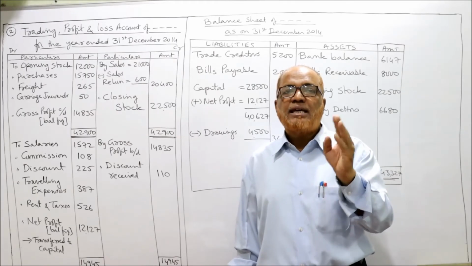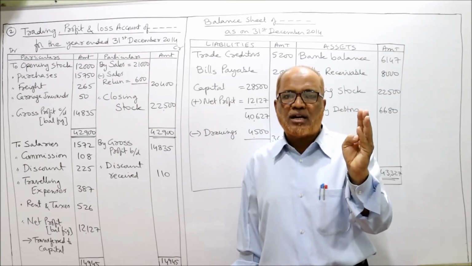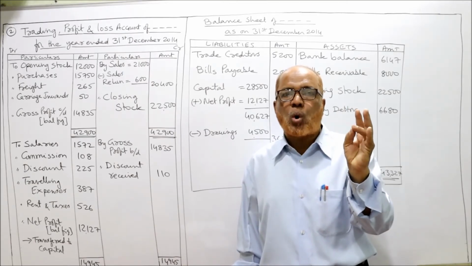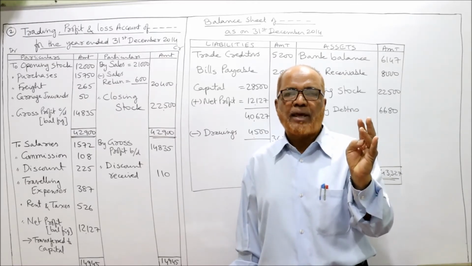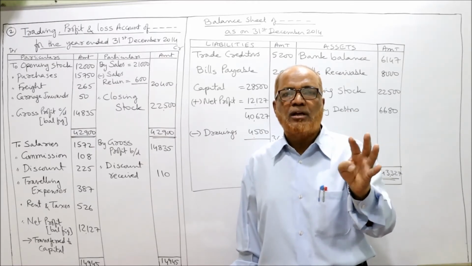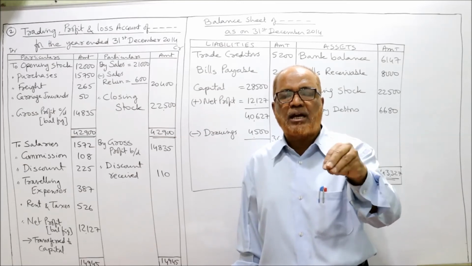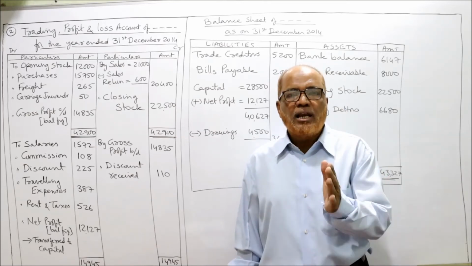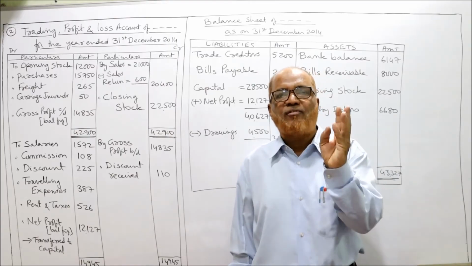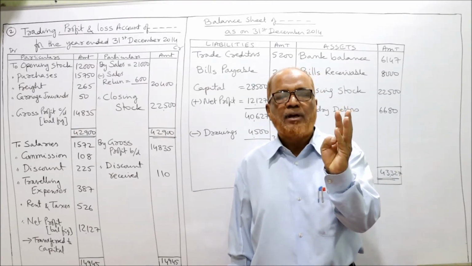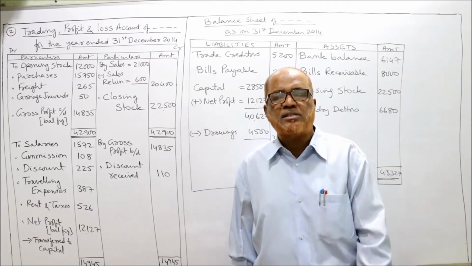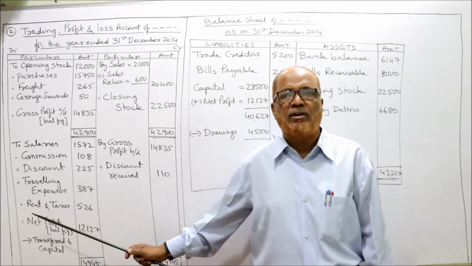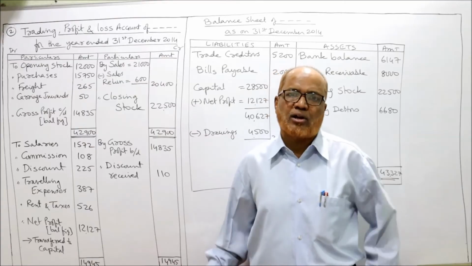Apart from that, carriage inward, freight and duty, clearing charges, coal, gas and water, factory rent and rates, excise duty, customs duty: if these items are there, they will be taken on the debit side of the trading account. In our problem, we have only 2 items, freight and carriage inward. These 2 items will be taken on the debit side of the trading account. All other expenses are indirect expenses that will be taken on the debit side of the profit and loss account.